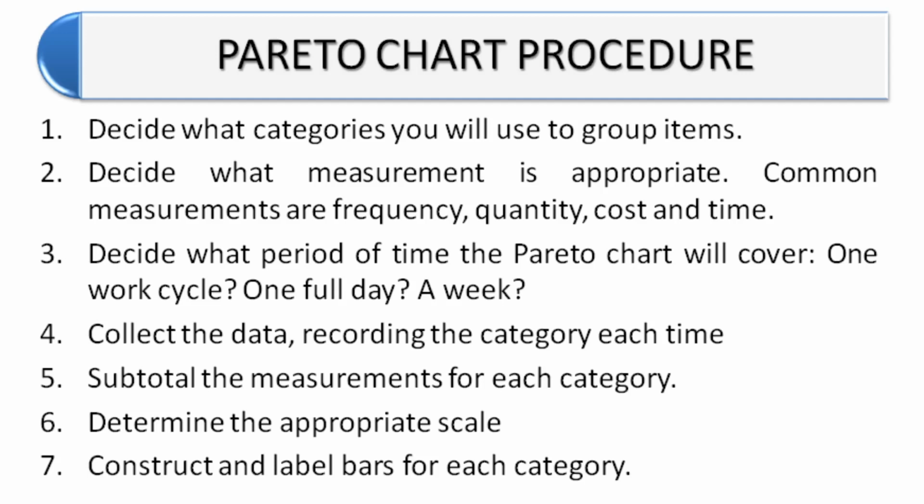Next, construct and label the bars for each category. You have to label each bar by the category of the defect. Suppose category 1, defect number 1, defect number 2, defect number 3, or by their names directly. You have to label each bar.